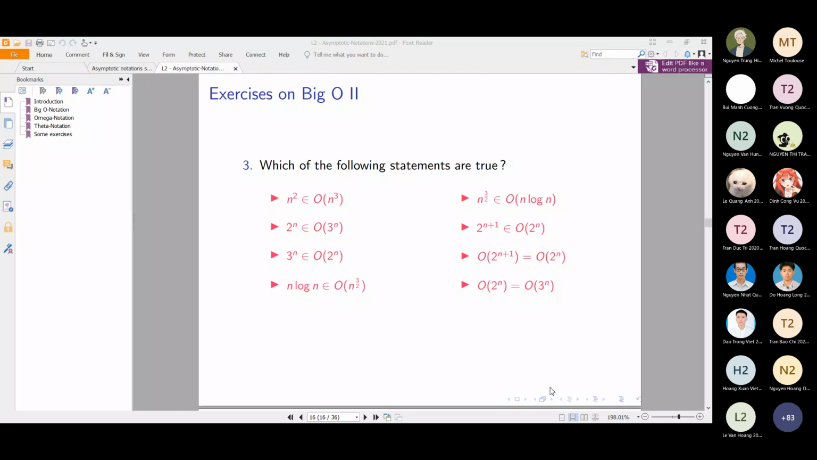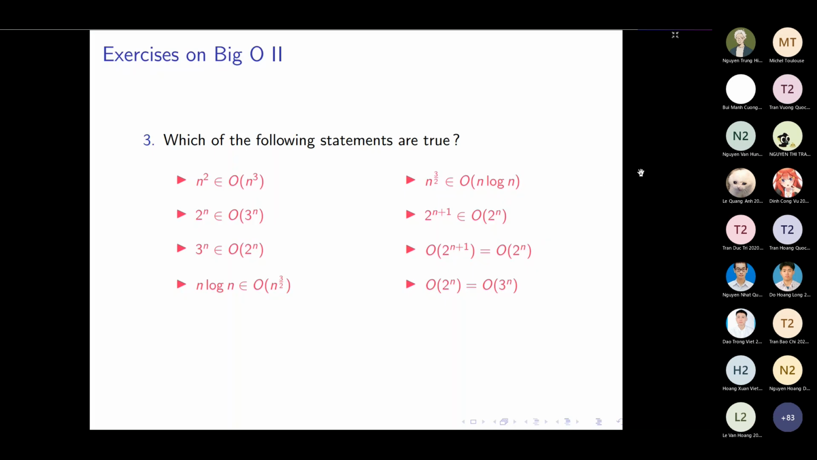You can give the answer in the chat for that one. Yes. Okay, we have Ngô Thị Thu Huyền's answer here. You can see that. Yes, very detailed, and this is the right answer. Thank you.